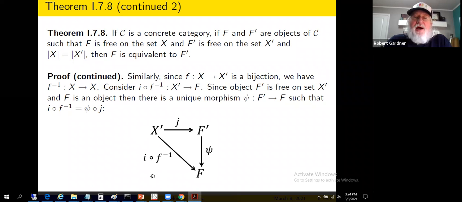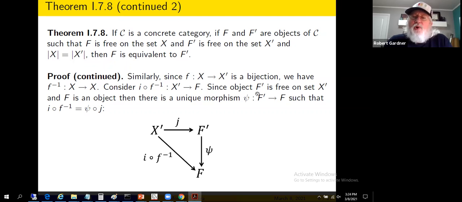Then we'll compose it with I. Mapping I took X into F. It was at the top on the previous slide. So we'll go from X prime down to X and then over to F with mapping I. That is, I composed with F inverse maps X prime into F. It actually does it by going through X itself. So I've described it, but that's the mapping we get.